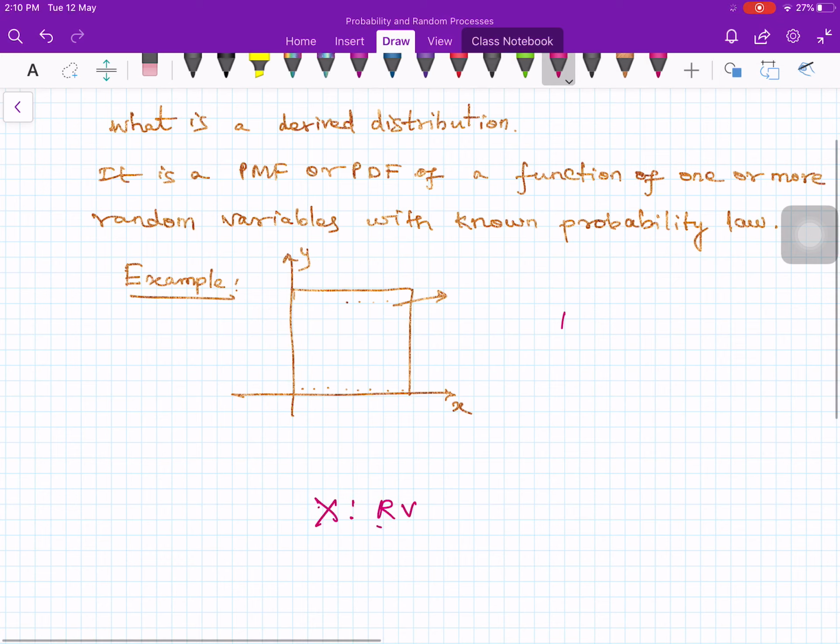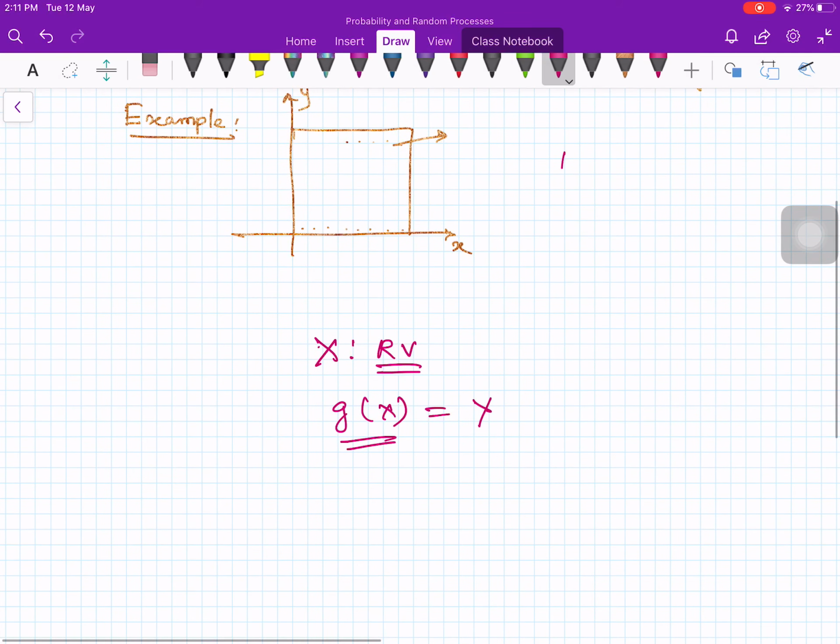It is a given random variable and we are interested in a function of X. So let me call this another random variable, capital Y. So we want to derive the distribution of that function, g of X, based on the distribution that we already know. It could be a function of just one random variable, or it could be a function of several random variables.